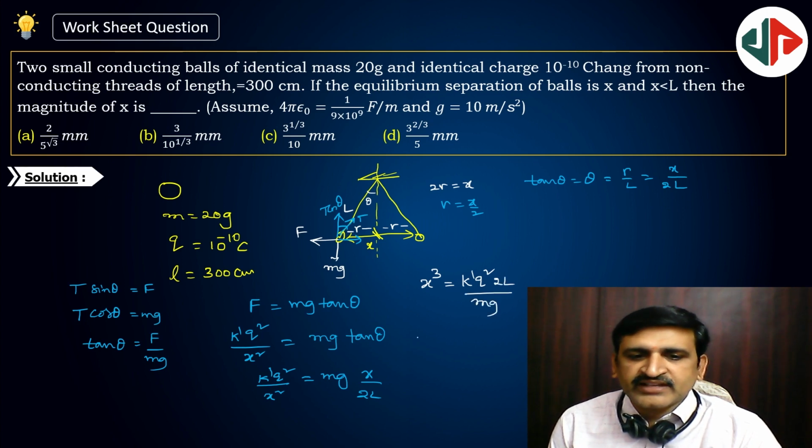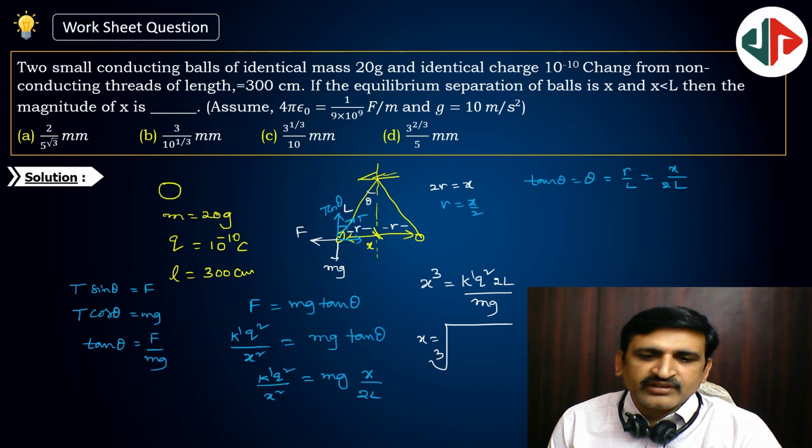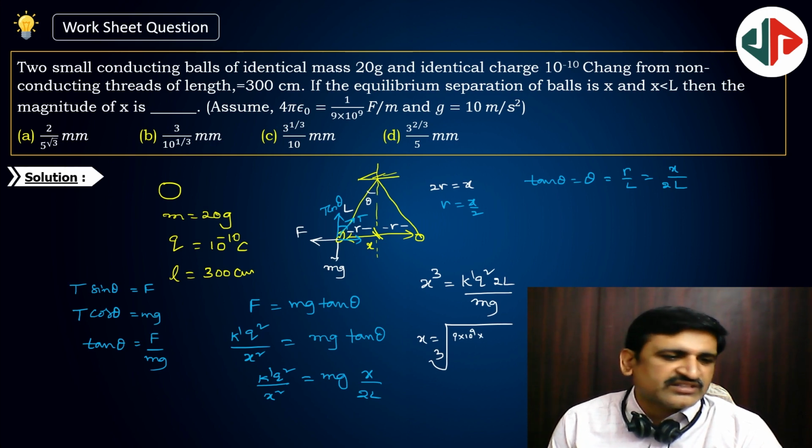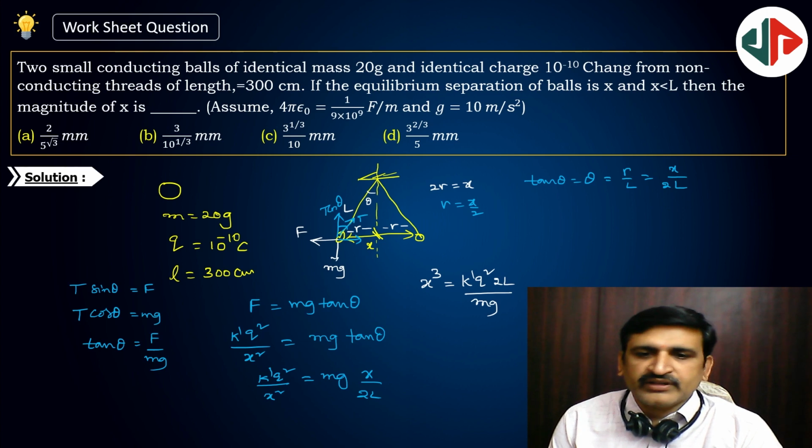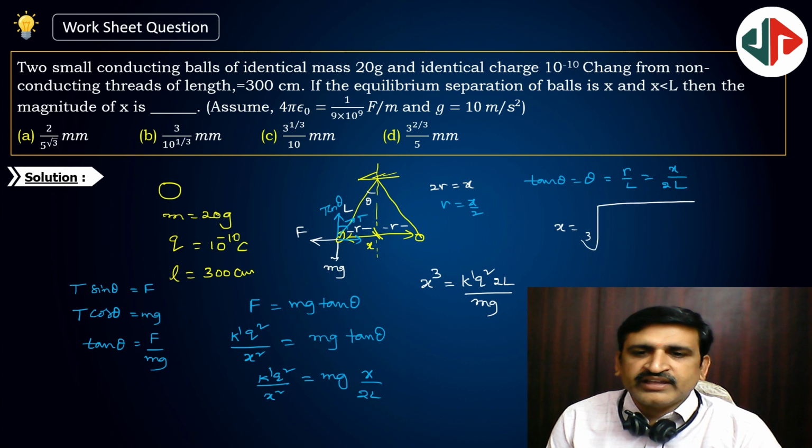Now let us substitute. X is equal to cube root of k dash value 9 into 10 to the power of 9. Goodness, it's a big simplification. 9 into 10 to the power of 9 into q square. This space is insufficient, I'll write at the side. X is equal to cube root of 9 into 10 to the power of 9, q square, 10 to the power of minus 20, 2 into L.